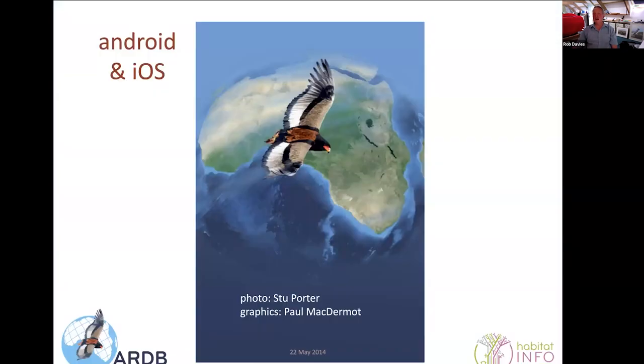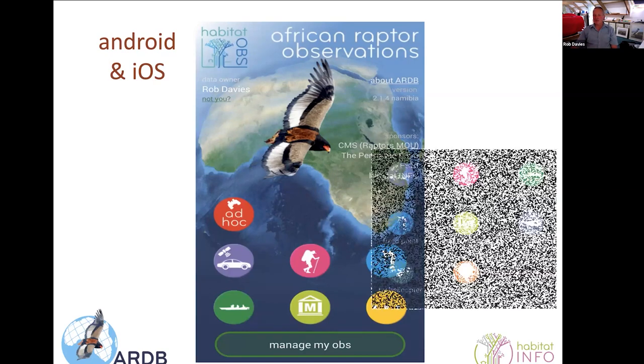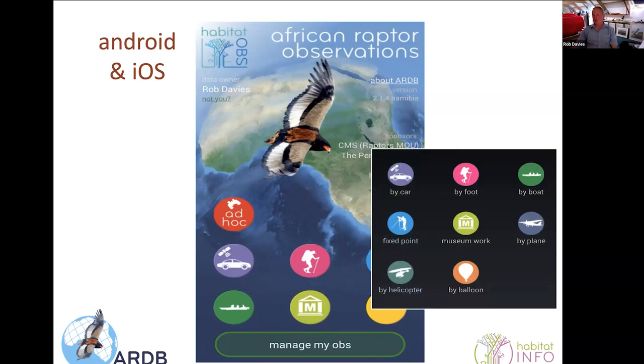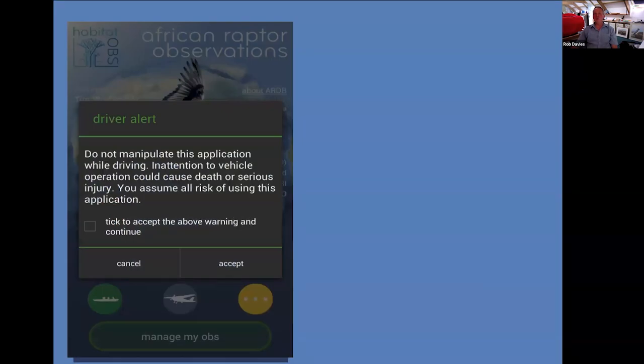So this is the app. If you haven't got it, I hope you will look for it. In the beginning, it was very much Africa-based, and we really focused on the survey modes by hot air balloon or however you wanted to do it. It's very important to be careful with this app. Don't go driving and recording raptors while you're driving. It's got to be used by a passenger, or you've got to pull off the road.